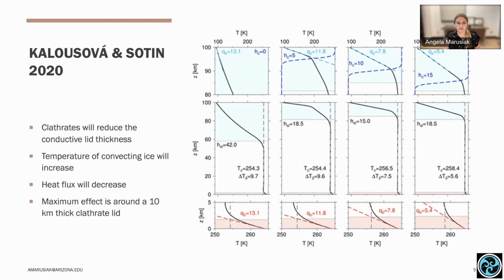And as I mentioned, the maximum effect for conductive lid thickness is at 10 kilometers, but things like the heat flux and the temperature of the convective ice will continue to change as you add more clathrates. But for our study, we chose to focus on that 10-kilometer thick lid to see the maximum effect that clathrates could create. Because if we can't see them at their biggest difference from pure water ice, then we're probably not going to be able to see them where their effects aren't quite as strong.